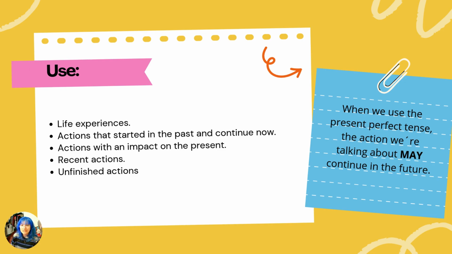For life experiences, I have an example. I have seen that movie before. This shows that I experienced it at some point in my life. Another, for an action that started in the past and continues now, would be: She has worked at this company since 2020. This action is still happening. We use since with an exact date for this example.